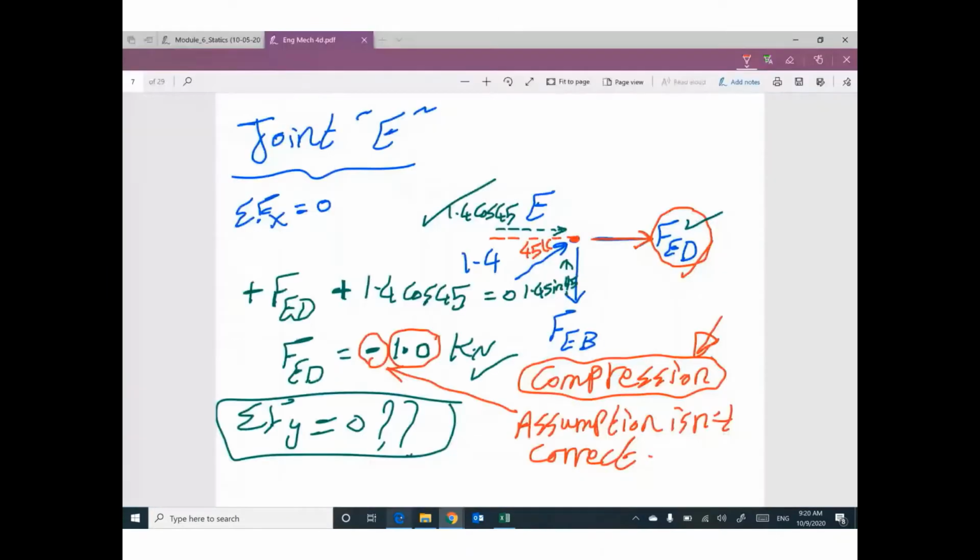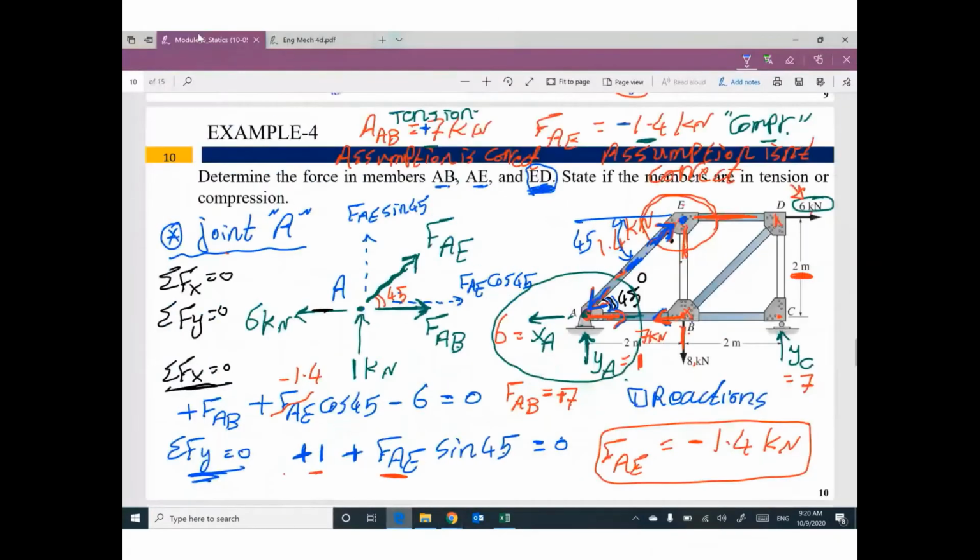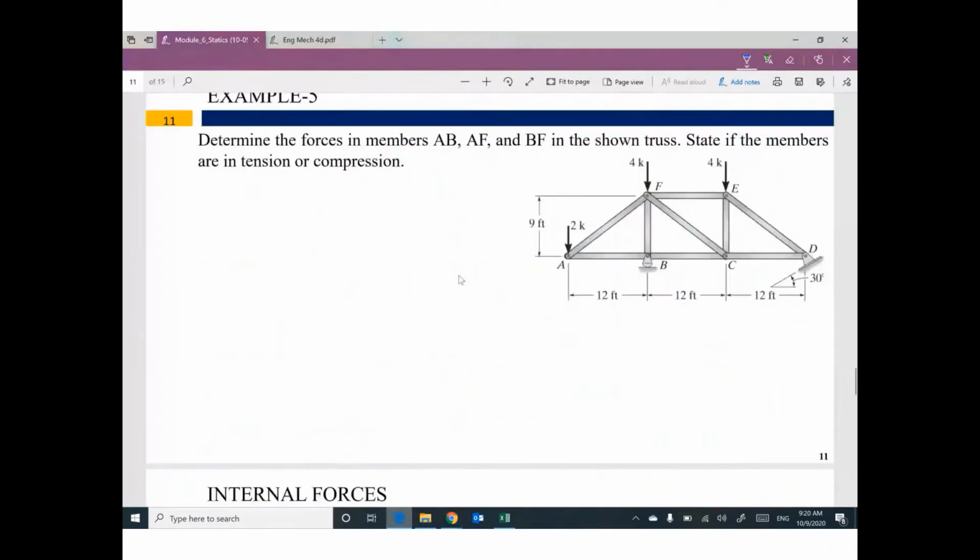One more example. We have a truss with a roller support at B and a hinge support at D. We are looking for forces in members AB, AF, BF.